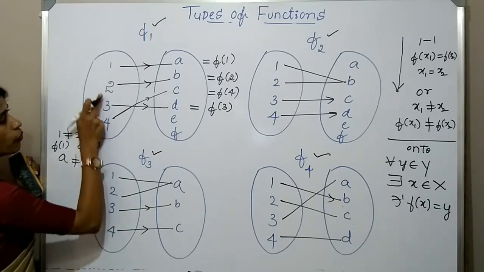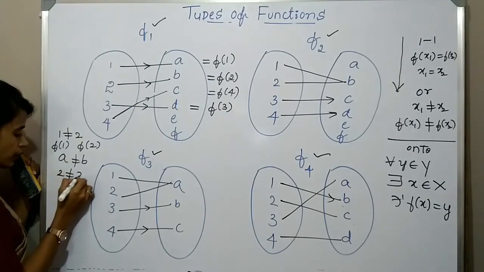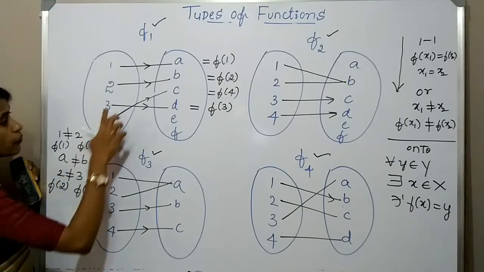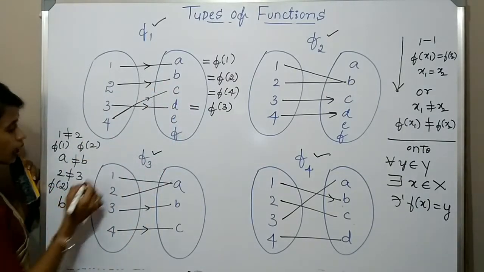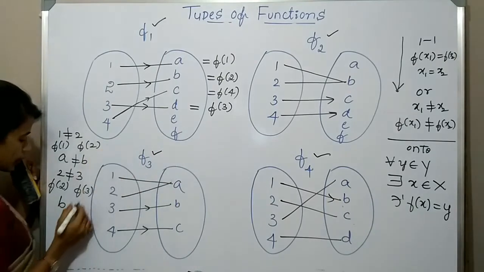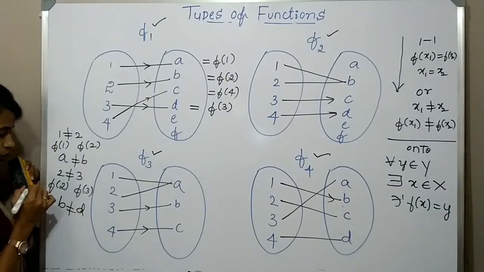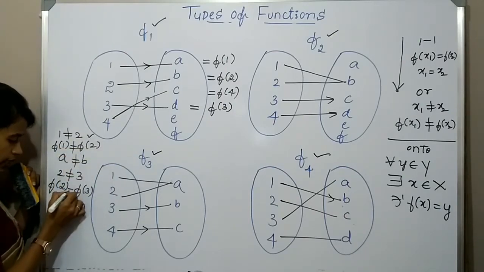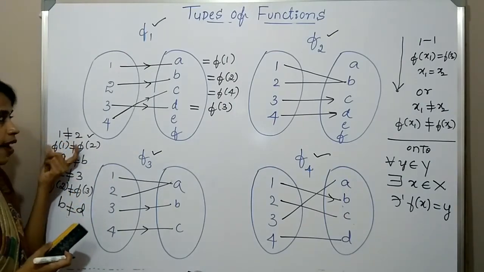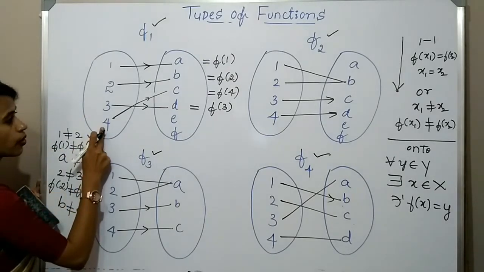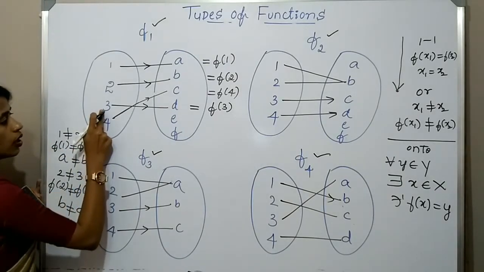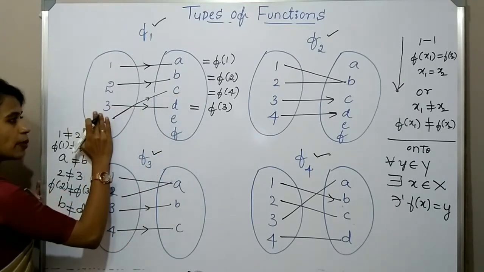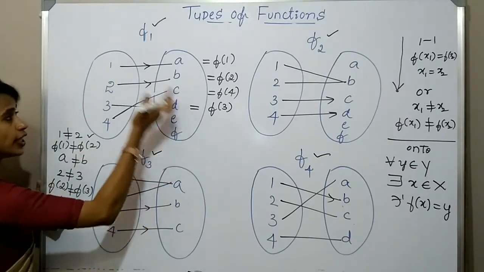Next for 2, 3. 2 is not equal to 3. What is f of 2 and what is f of 3? f of 2 is b and f of 3 is d. Clearly b not equal to d. So for distinct elements we have distinct images. If I take 3 and 4, 3 not equal to 4 and d not equal to c. So therefore distinct elements have distinct images. Therefore, it is clearly one-one.